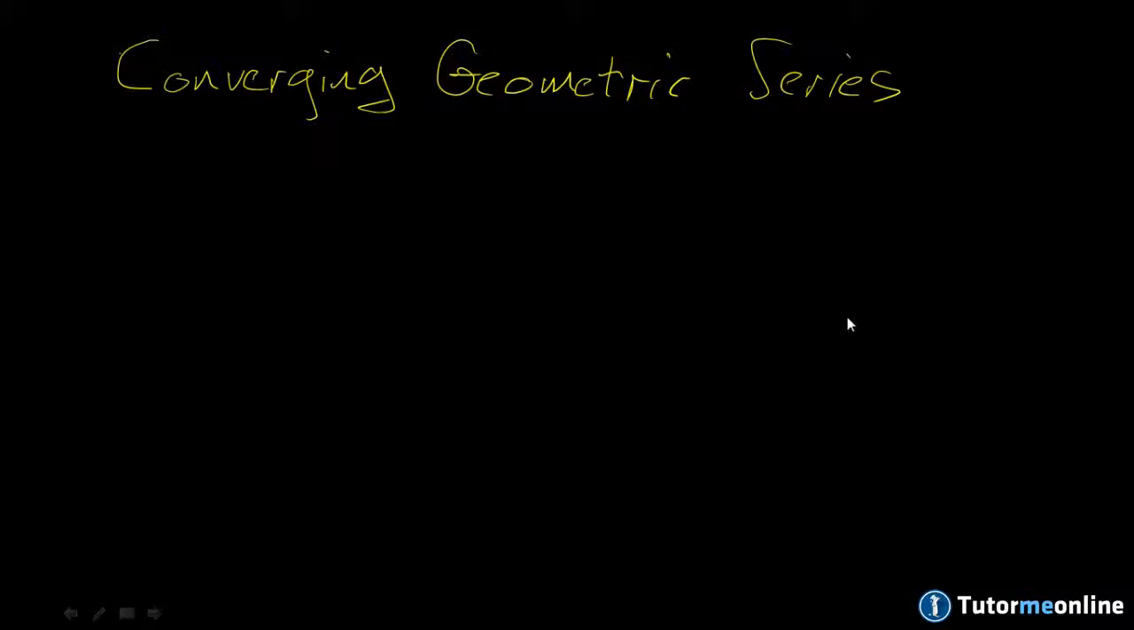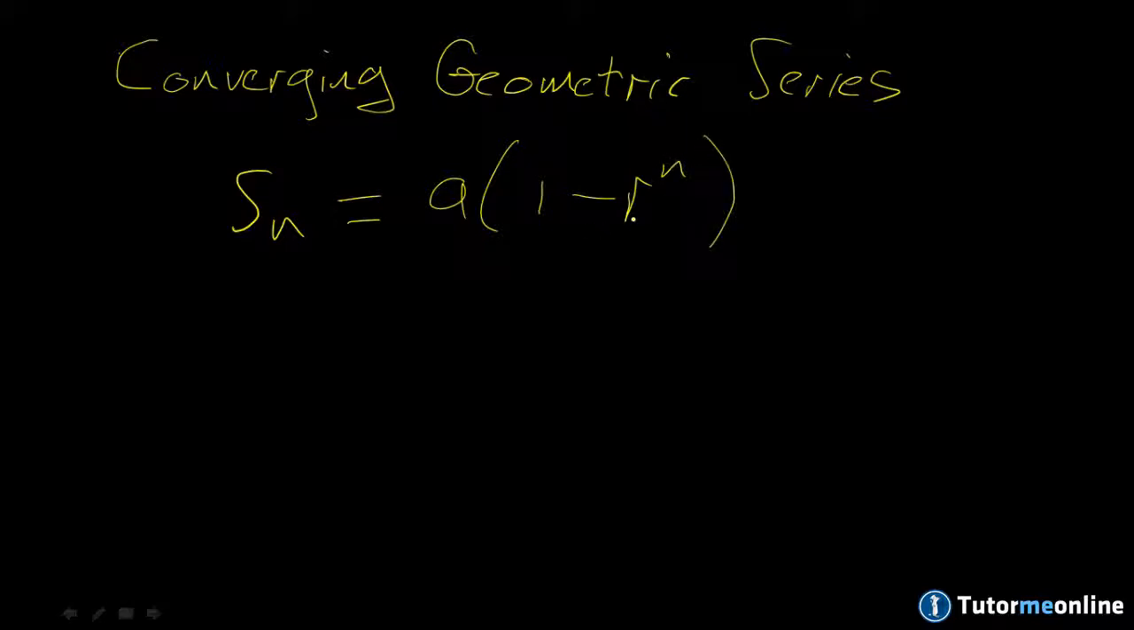Hi, let us conclude our discussions on sequences and series with the converging geometric series. Let us repeat the formula for a geometric series. We previously derived the geometric series to be equal to A, where A is the value of the first term, times 1 minus R to the power of n, where R is our common ratio of our geometric progression, divided by 1 minus R, given that R cannot be equal to 1, because mathematically division by 0 is not allowed.